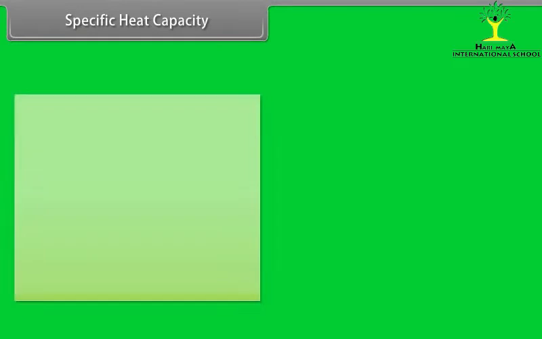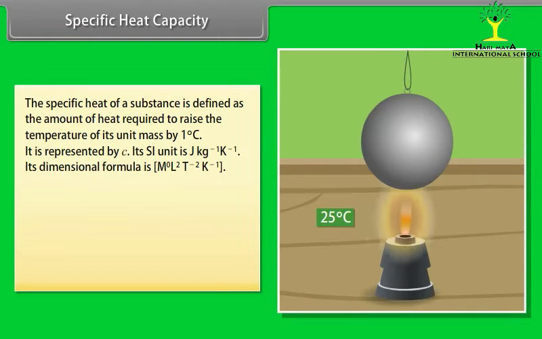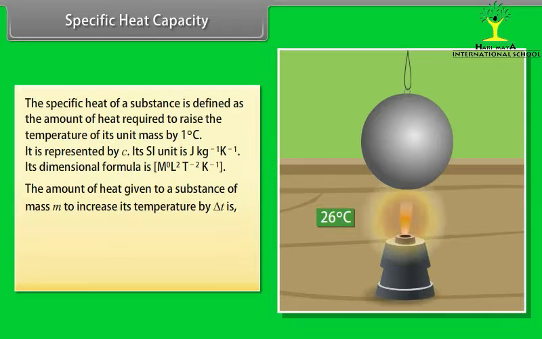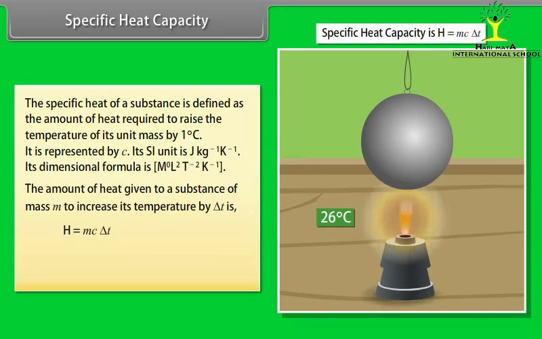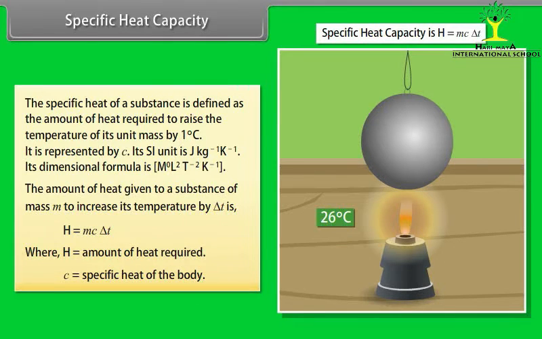Specific heat capacity. The specific heat of a substance is defined as the amount of heat required to raise the temperature of its unit mass by 1 degree Celsius. It is represented by C. Its SI unit is joule per kilogram per Kelvin. Its dimensional formula is M^0 L^2 T^-2 K^-1. The amount of heat given to a substance of mass m to increase its temperature by delta T is H is equal to mc delta T, where H is equal to amount of heat required and C is equal to specific heat of the body.